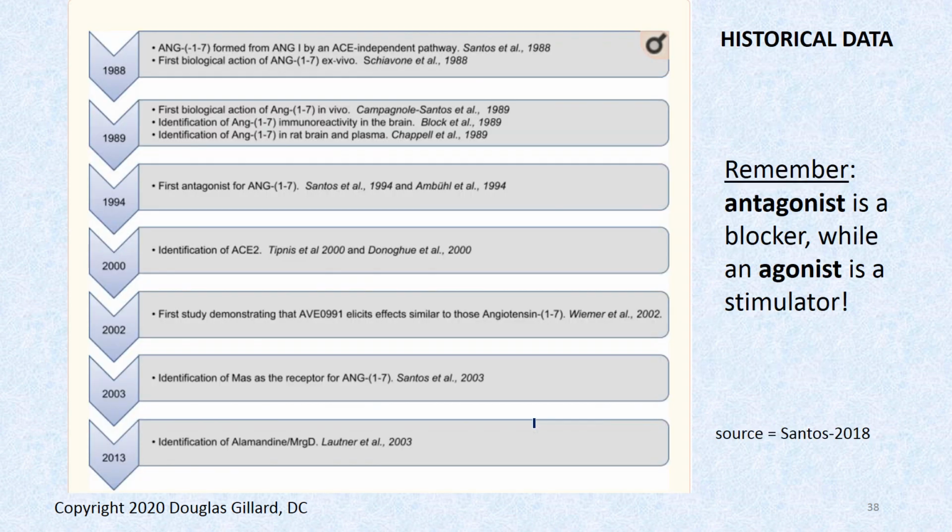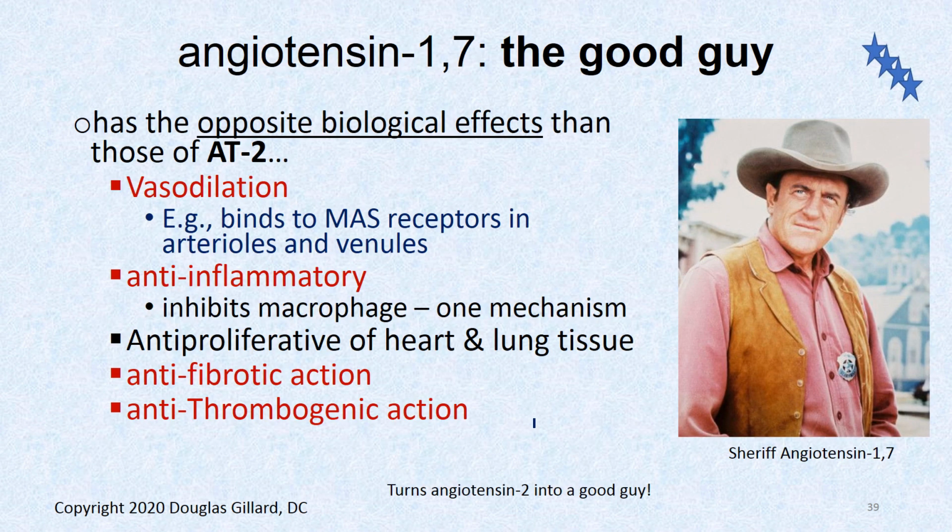All right, here's the historical data of angiotensin 1-7. We learned about it way back in the 80s, but we haven't really heard that much about it until COVID popped up, and now we're hearing about it a lot. So there's Marshall Dillon. That was an old Western that was popular. I used to watch that when I was a little kid. He's a good hero, good values, kept peace in Dodge City. That's angiotensin 1-7. It's a good guy. It has the opposite effects of angiotensin II.